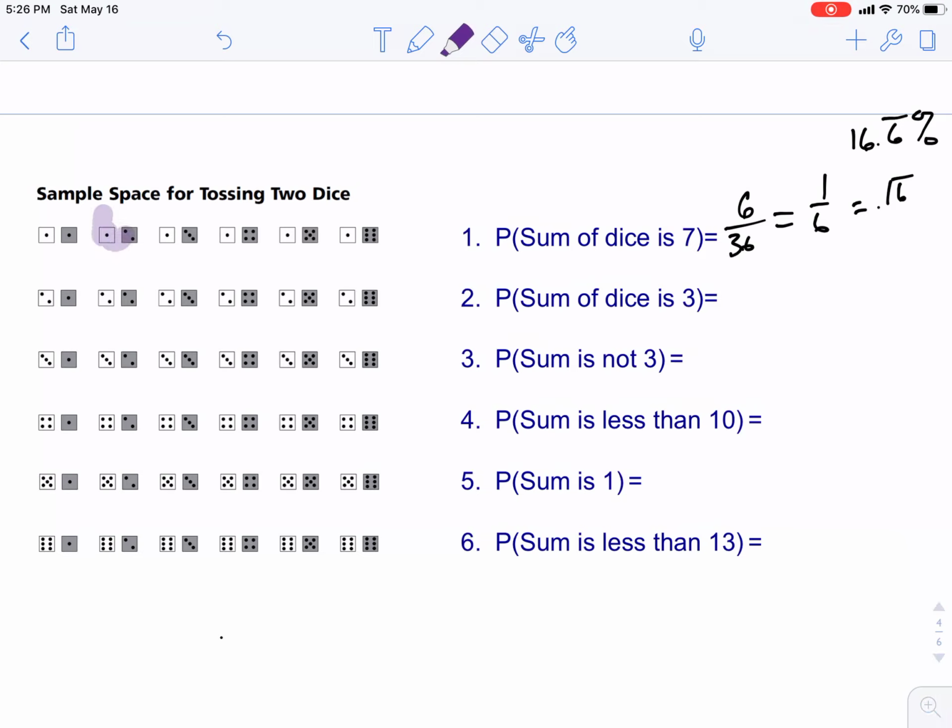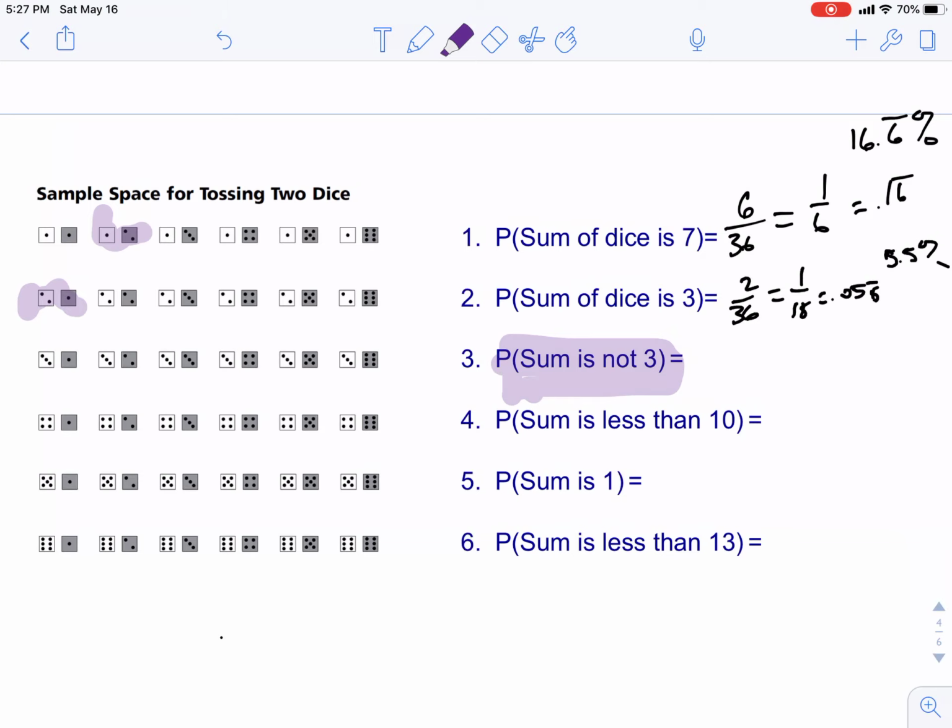Here are your two, 1 plus 1, or 1 plus 2 and 2 plus 1. So there are 2 options out of 36, which reduces down to 1 over 18. 1 over 18, whoa, got some crazy stuff in my calculator, is 0.055 repeating or 5.5%. Okay? Well, what's the probability, and we're gonna talk about this right here, that the sum is not 3.